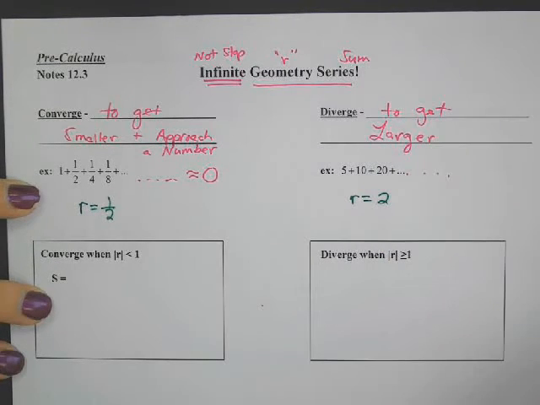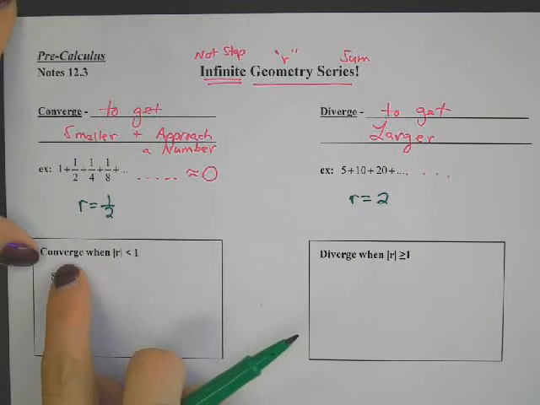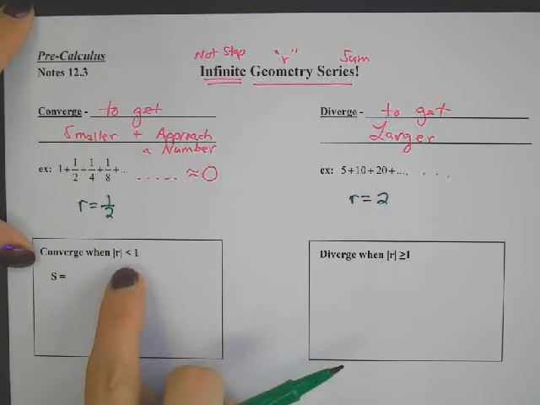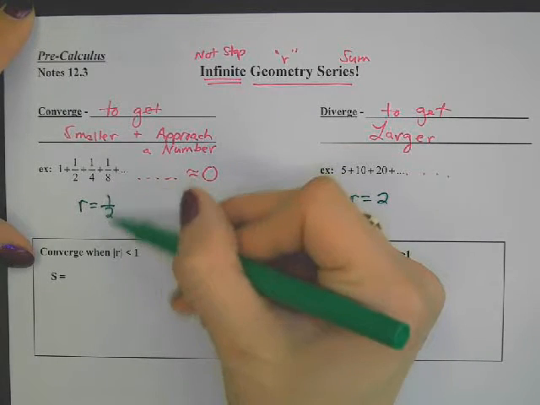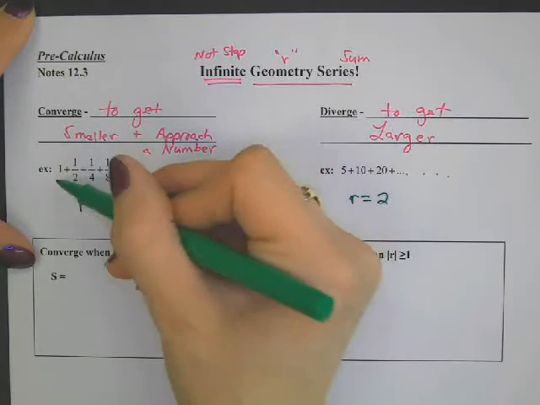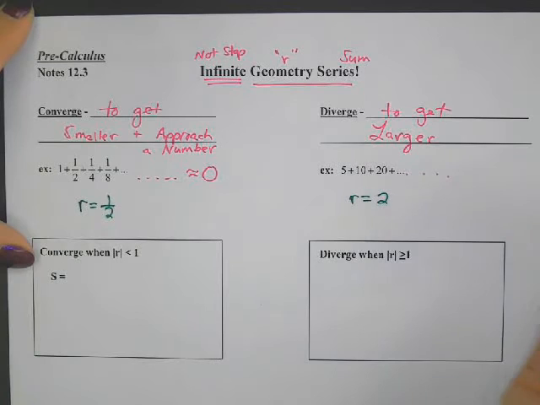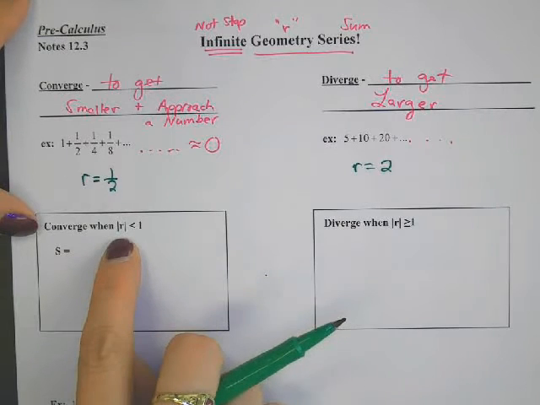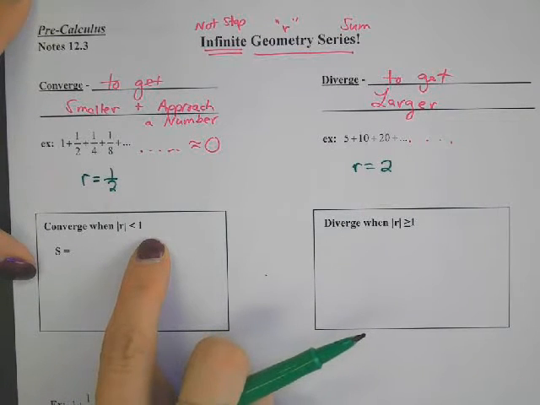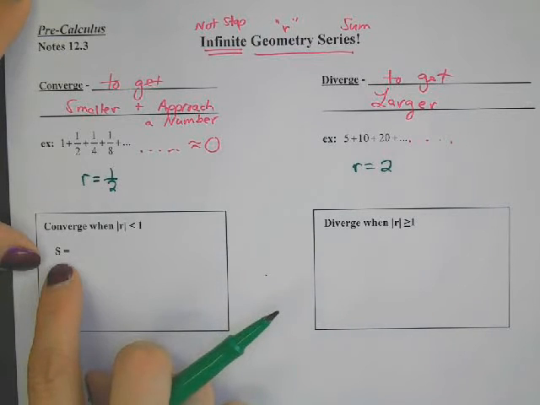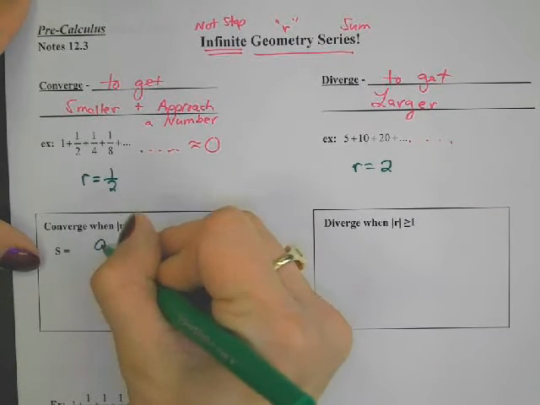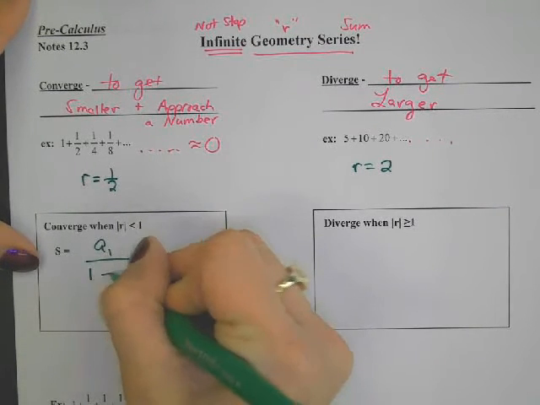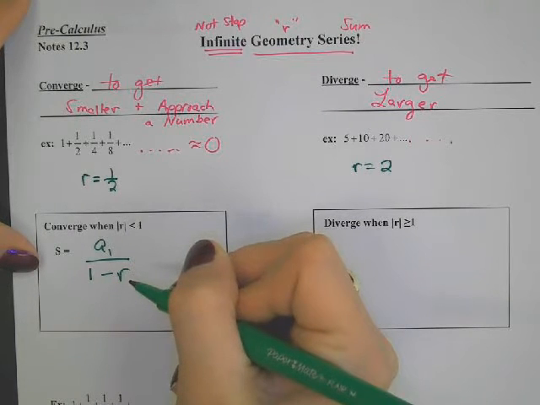And that's going to make the numbers get bigger. Okay, so here's the rule. It's going to converge when the absolute value of r is less than 1. It doesn't matter if this is negative or not. Negative still makes smaller, smaller, smaller numbers. Okay? So when |r| is less than 1, you can sum it. And the formula is a sub 1 over 1 minus r.